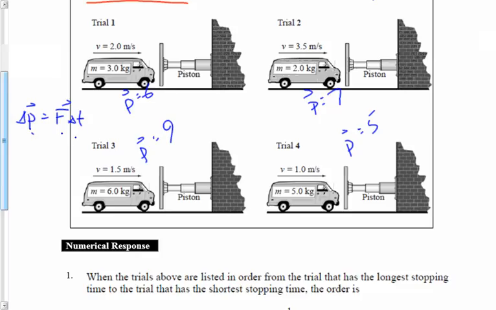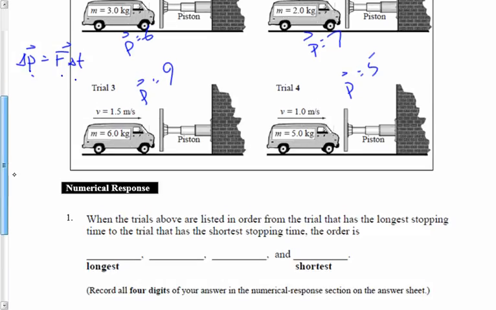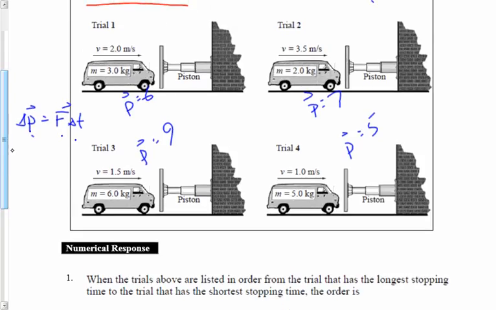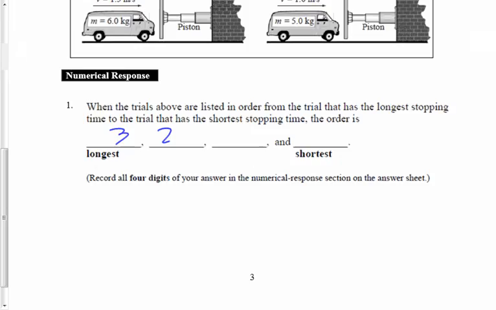So if we're looking for them from the longest stopping time to the shortest stopping time, then we're going to look at them from the biggest momentum to the smallest momentum. It would be 3, 2, 1, 4, right? 3, 2, 1, 4. Biggest initial momentum to the smallest initial momentum.